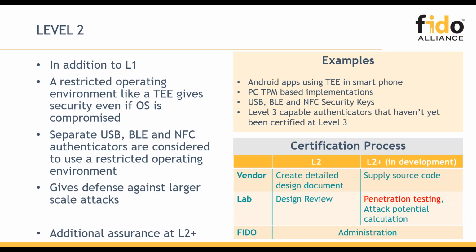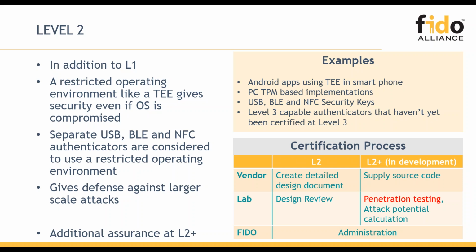The next is level 2. Level 2 builds on level 1. And as I mentioned before, this is where we introduce the requirement of the use of a restricted operating environment. We have a document that's called the Allowed Restricted Operating Environment document. It's one of the 4 program documents, and it identifies which restricted operating environments are able to be certified for our program. There is a separate USB, BLE, and NFC restricted operating environment. These are also considered. All 3 transports are supported within this program.